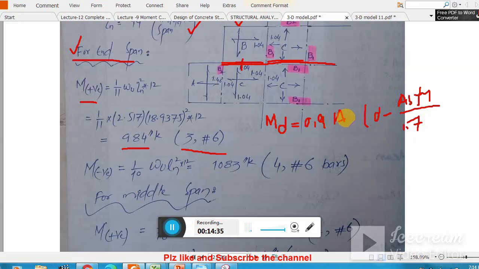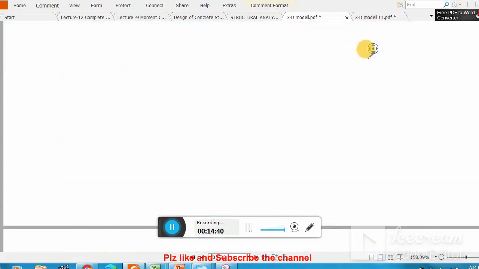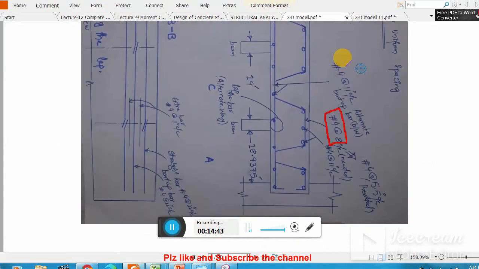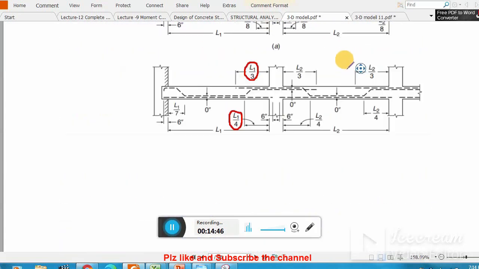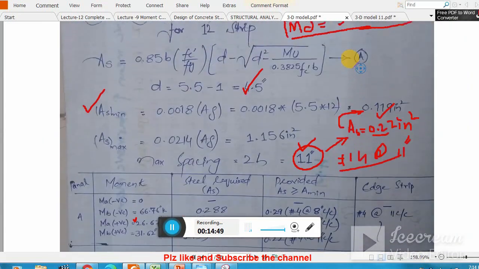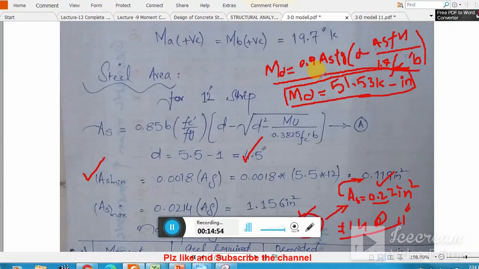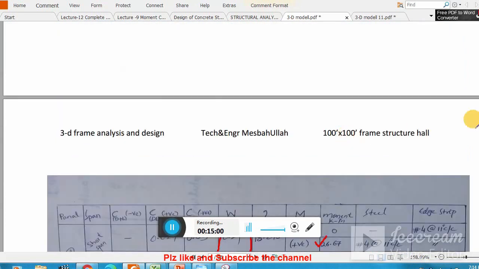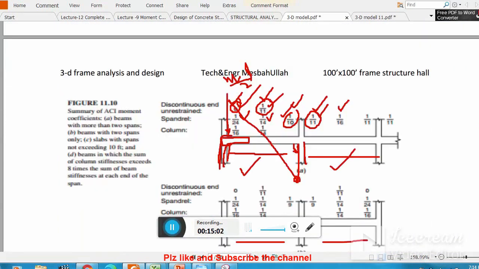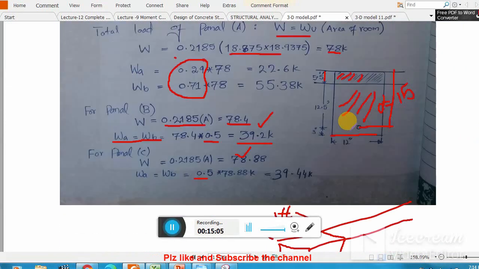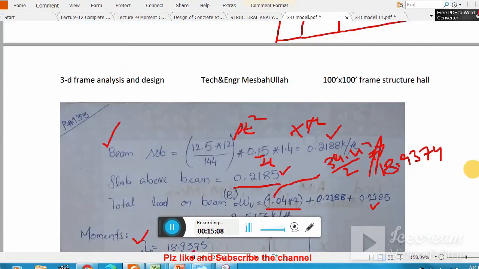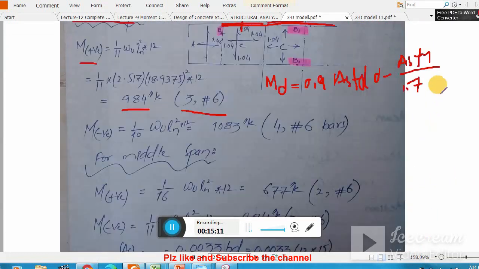Let me check this formula. Okay, I wrote down here this formula, and you must remember. This formula is a very important formula which directly gives you this one. Here you see 0.9 As fy d minus As fy over 1.7 fc' b. Okay, the same formula. So this is a very important formula. It will basically lessen your calculation work. So here you see fc' into b.